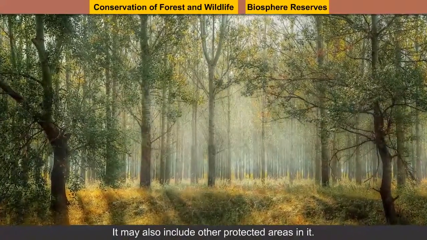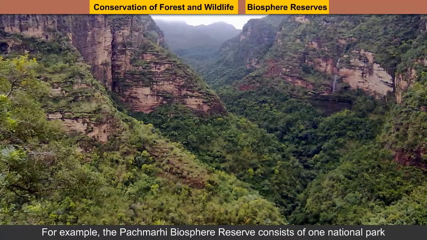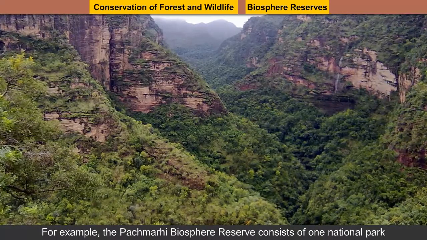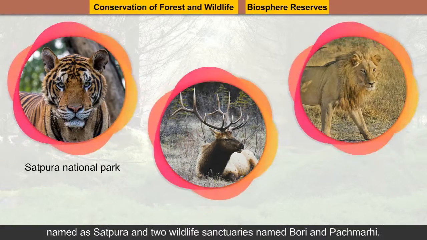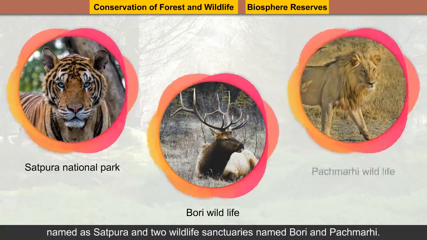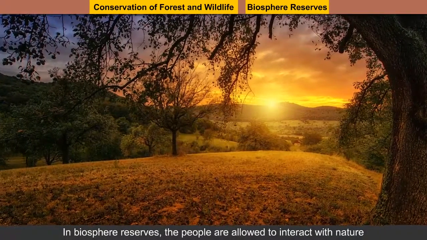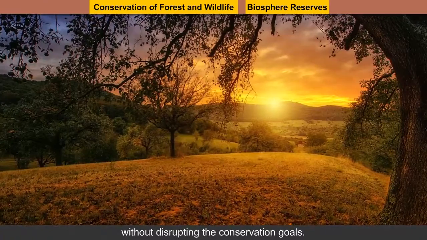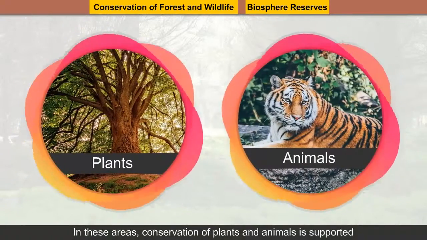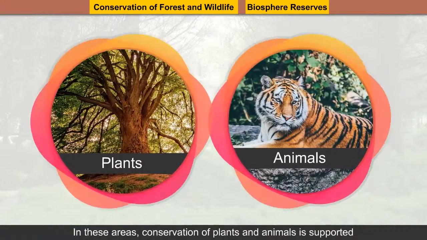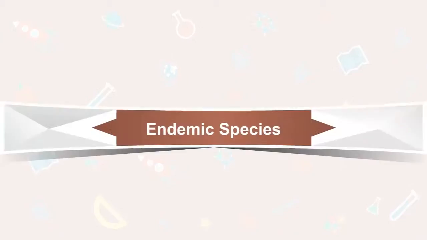It may also include other protected areas in it. For example, the Panchmarhi Biosphere Reserve consists of one national park named Satpura and two wildlife sanctuaries named Bori and Panchmarhi. In biosphere reserves, the people are allowed to interact with nature without disrupting the conservation goals. In these areas, conservation of plants and animals is supported by scientific ideas and applying strict rules.